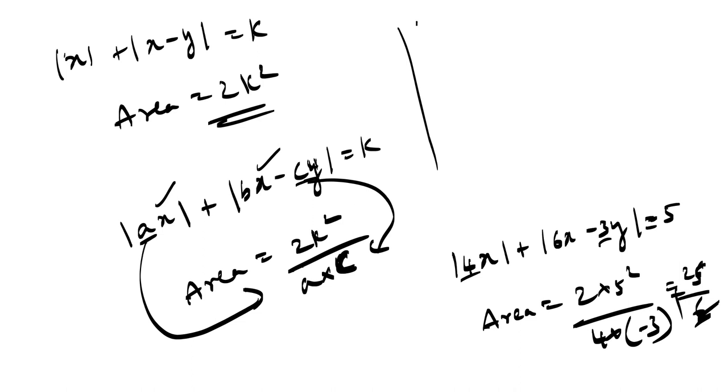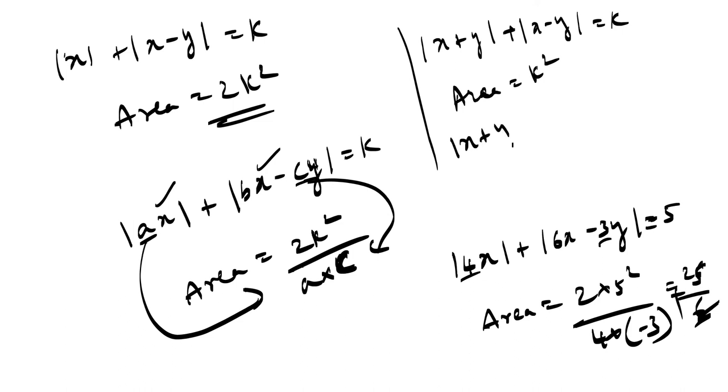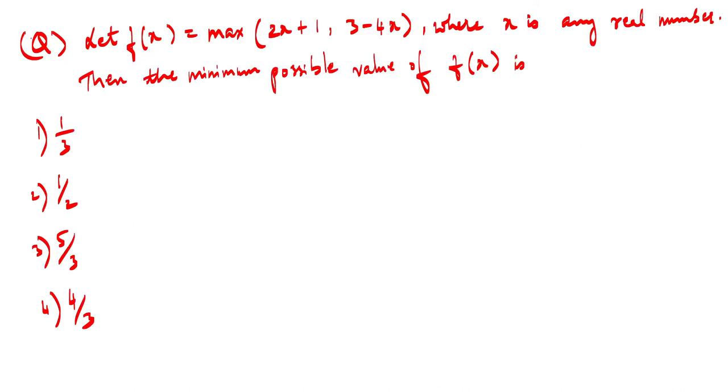Now, what is the last case? The last case is, if it is in the form |x + y| + |x - y| equal to k. We are adding y to x, and in the second case we are subtracting y, right? So in this case, the area will be equal to k square. It gets squared. For instance, let us calculate the area of |x + y| + |x - y| = 6. What is the area? Area is equal to 6 square, that is 36 square units. So by using these shortcut tricks, you can easily calculate the area of the bounded region. Just keep revising them. So let us solve this.